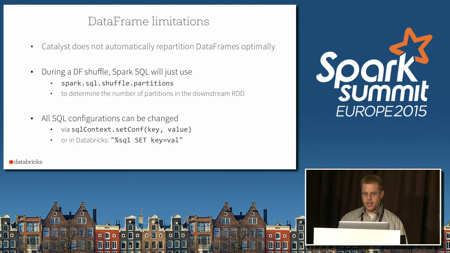A couple miscellaneous notes on data frames. Currently, Catalyst doesn't automatically repartition data frames. There's a configuration value that describes the number of partitions involved for data frame operations, and currently it stays that way. That may change in the future, where it may adaptively repartition, but I don't want to promise anything that's not actually done. And if you want to change configuration values, you can do that dynamically by calling an API like this.